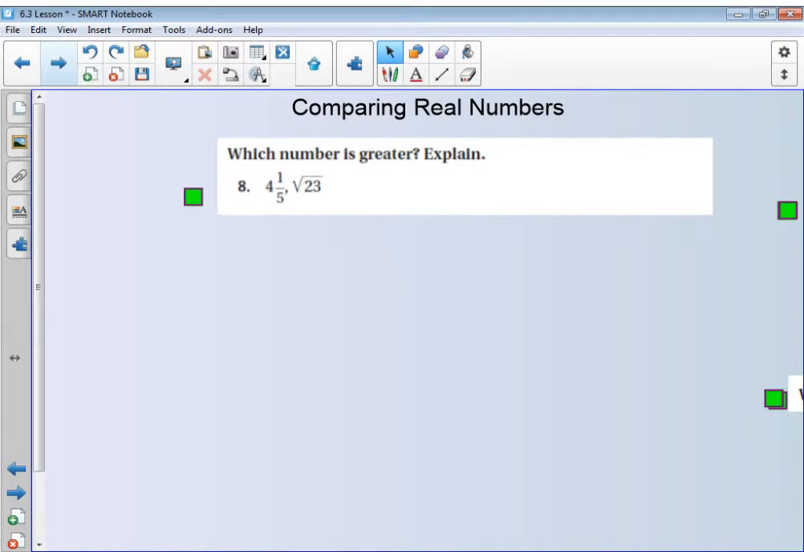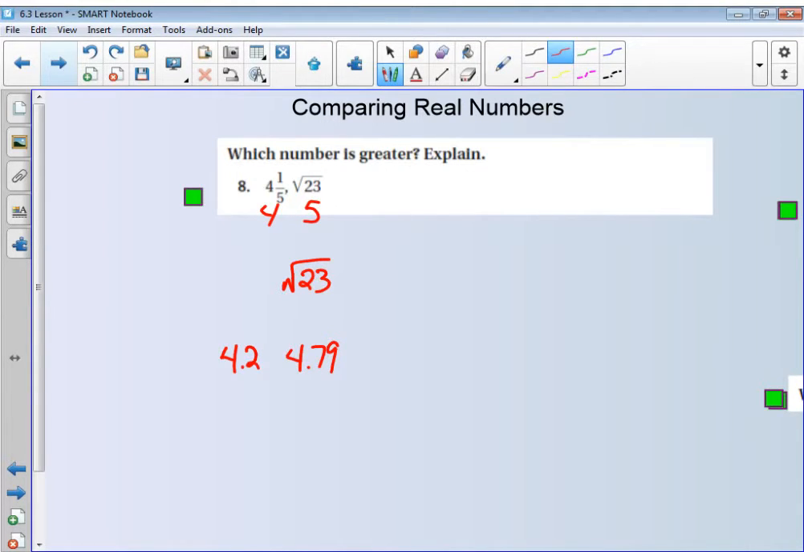Okay, so square root of 23 is really close to square root of 25. So this one's really close to 5 on the number line. And this is going to be closer to 4 on the number line. So which is going to be bigger? The square root of 23. And if I want to check that, I could change both of them to decimals too. 23, the square root is 4.79. And 4 1/5 is 4.2. So once again, if you prefer to see them as a decimal, you could also compare them that way.